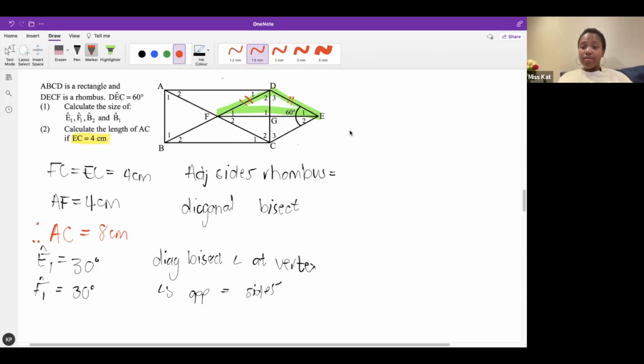That makes DEF what type of triangle if the adjacent sides are equal? Isosceles, thank you, Rapafadzo. And if we just said that E1 is 30, does that not mean F1 is also 30 because it's an isosceles triangle? Isosceles, in the words of Kwezi.